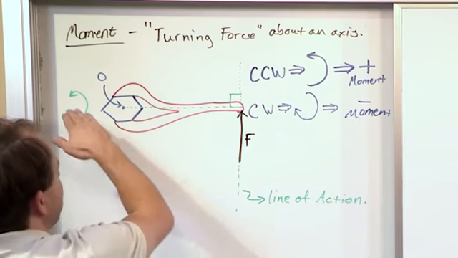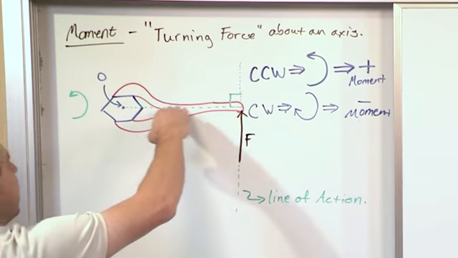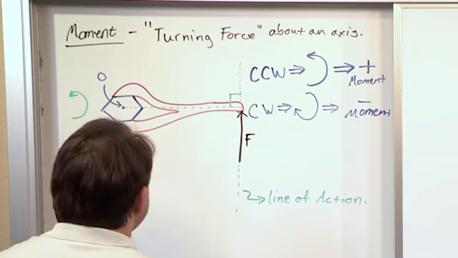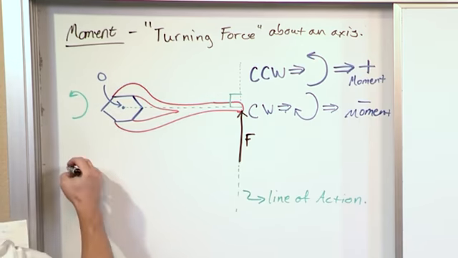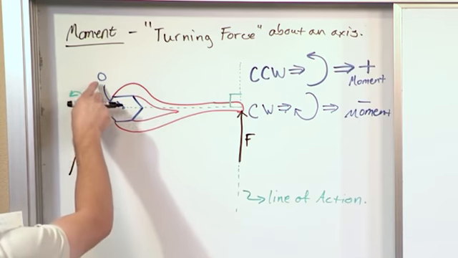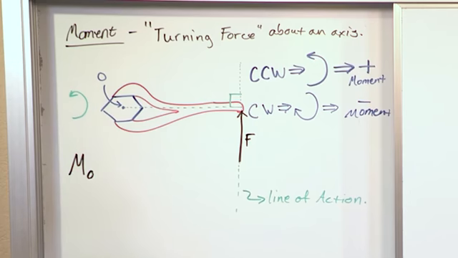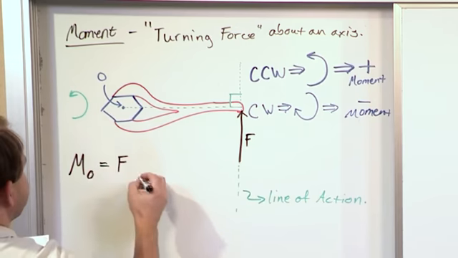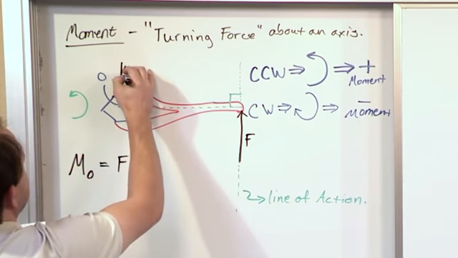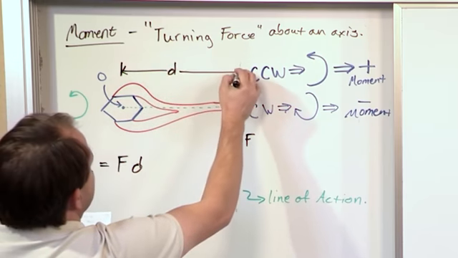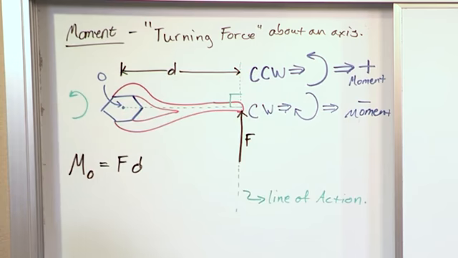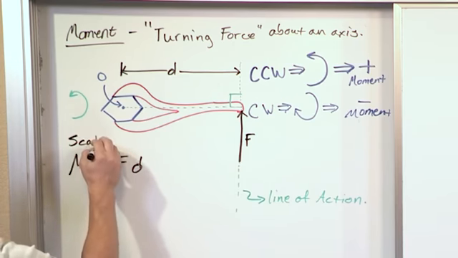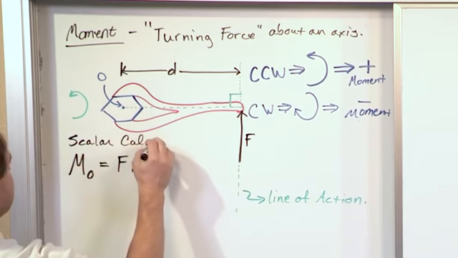So if you have a case where the line of action and the line intersecting your axis is 90 degrees, then the moment is very easy to calculate, and it's as follows. The moment about axis O, there's a reason we have an O here, is we have to specify what axis we're talking about, or what point. It's very simple. It's just the magnitude of this force times d, where d is the distance from the axis to my line of action. Okay? So again, we talk about the moment about an axis, and this is called the scalar calculation.